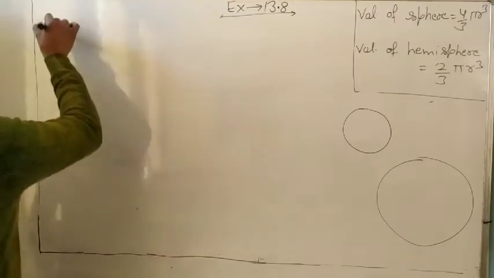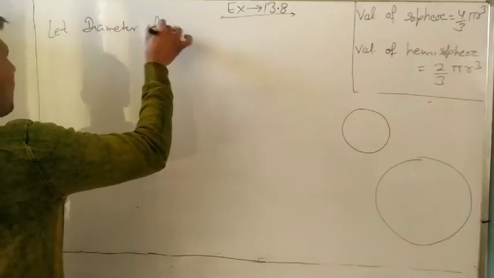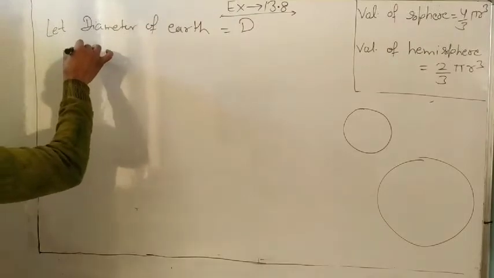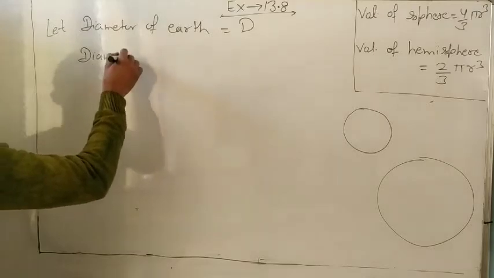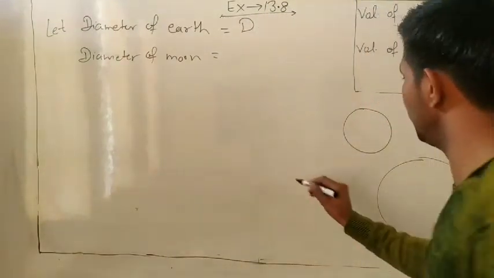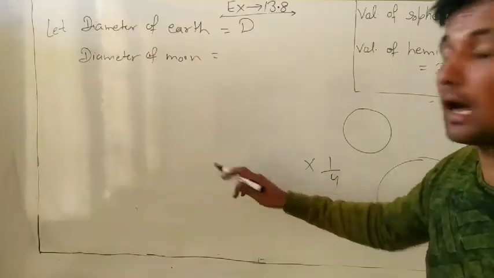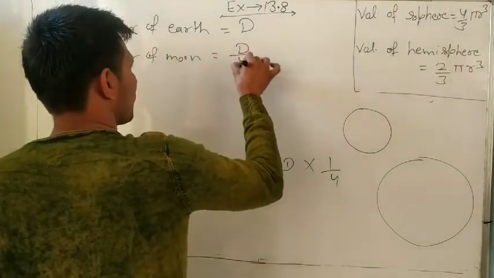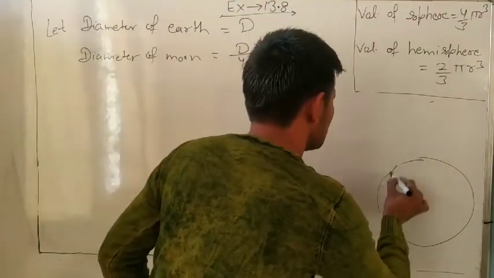Okay, to write: let the diameter of the earth be d. Therefore the diameter of the moon, what is given? The diameter of the moon is 1/4 of the diameter of the earth. Earth is d, so d into 1/4 is d upon 4. So now the earth is given and this is the moon.